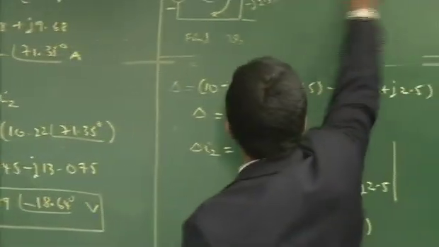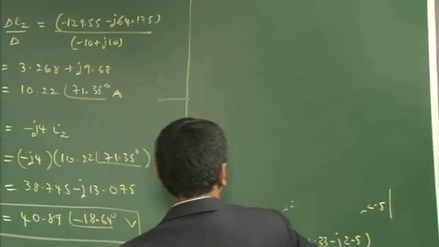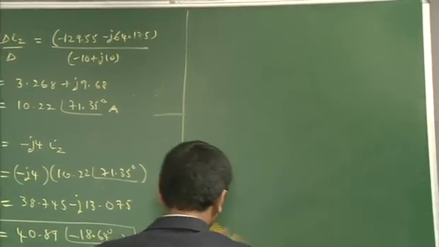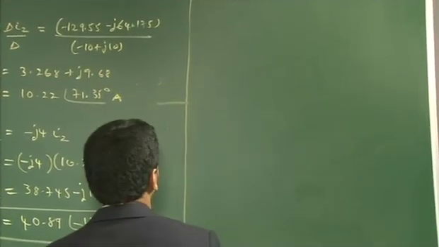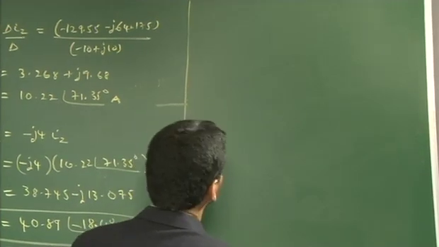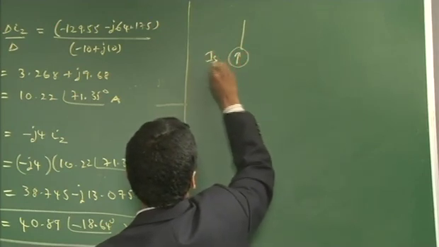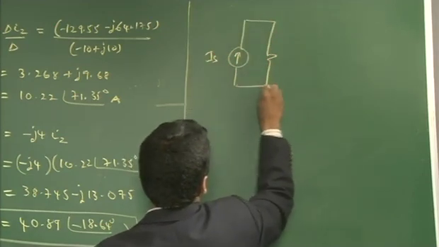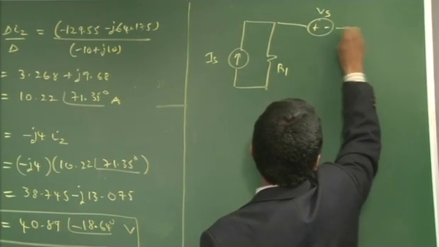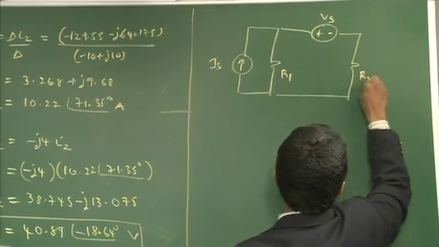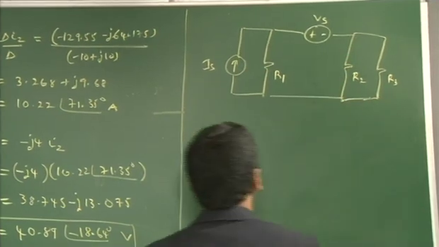Now, let me illustrate how the concept of super node will be advantageous in node analysis whenever a voltage source appears in common to two nodes. Let us consider an example. Say this is Is, and then R1, then there is a voltage source Vs, R2 and then R3.